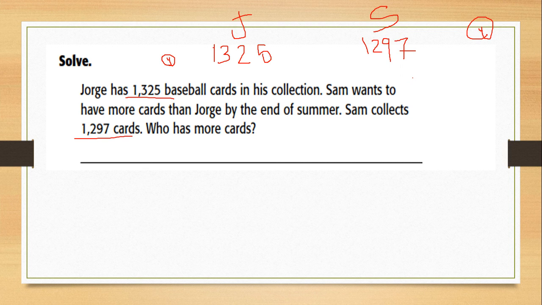Okay. So here we have 1. The other side also 1. So ignore and let's look at the next. Here we have 3, the other side 2. Which is greater, 3 or 2? Of course, 3. So 1,325 is greater than 1,297. That means who has more cards? Can you tell me? Of course, that will be George.